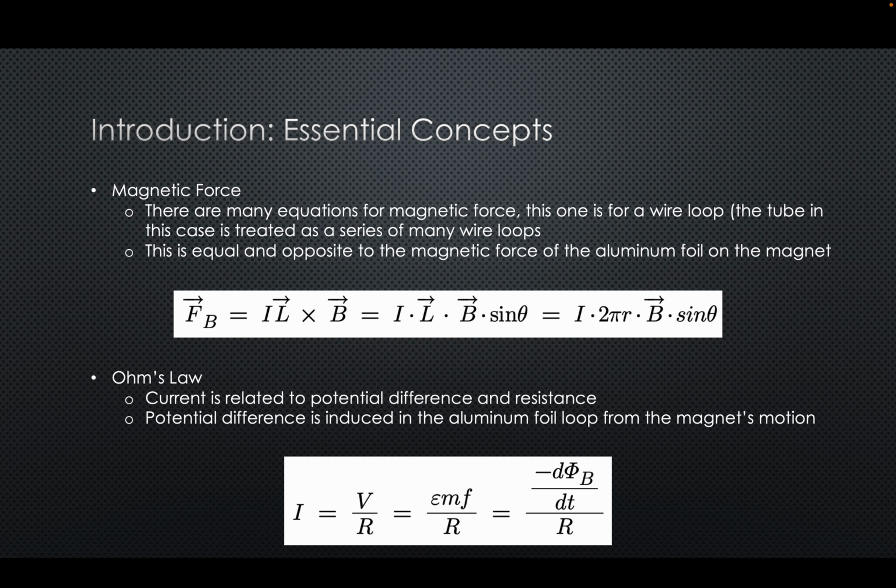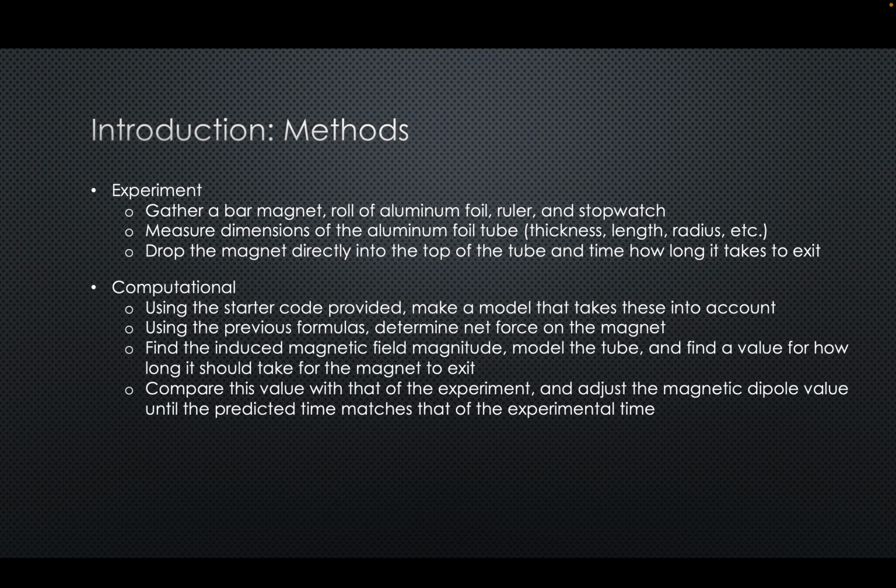Additionally, we will be finding magnetic force by saying it is equal to the cross product of current and path length, times magnetic field. We'll also be using Ohm's law to determine the relative amount of current induced in the foil by saying it is equal to the induced voltage, or the rate of change of the magnetic flux, divided by resistance, which was a preset value.